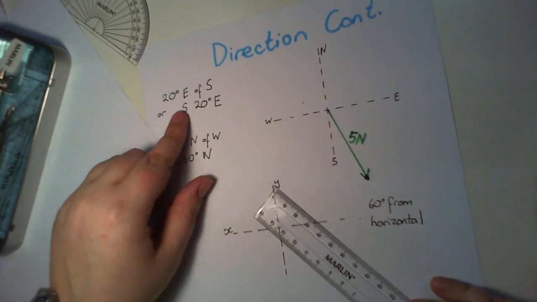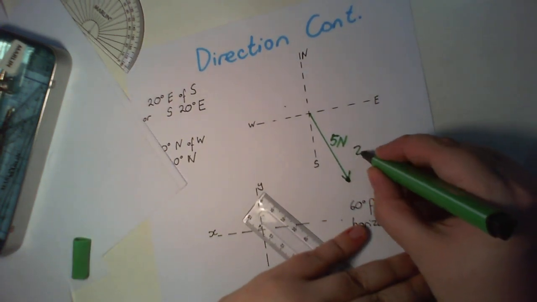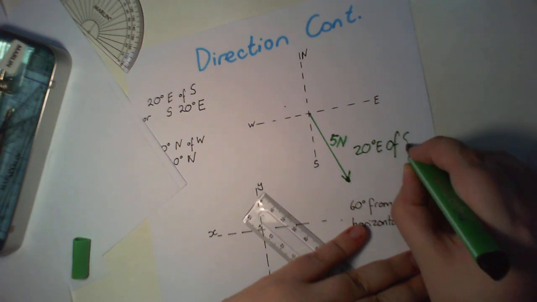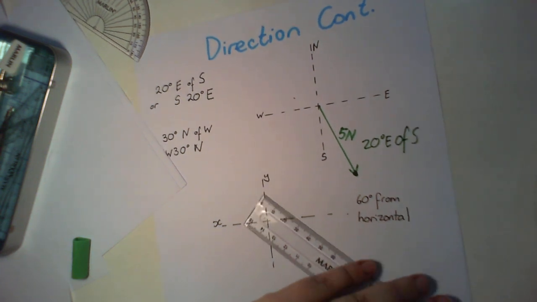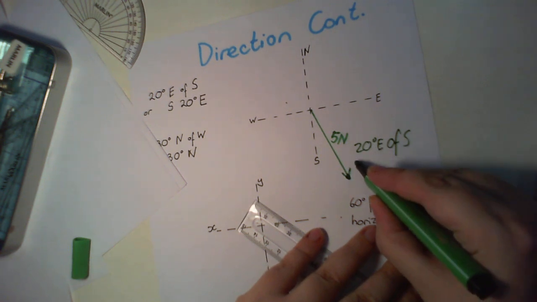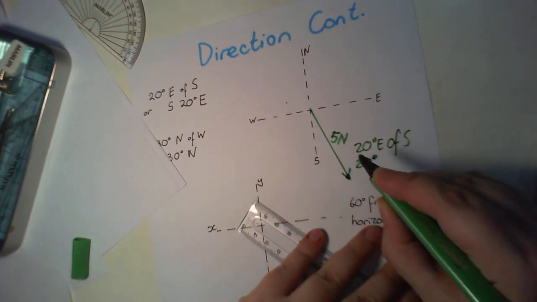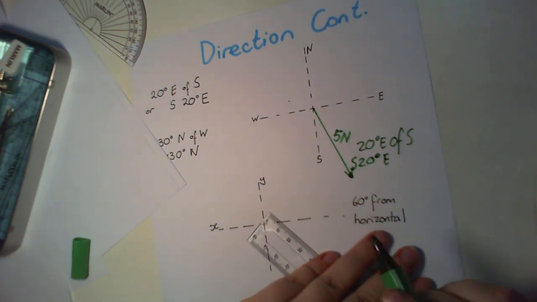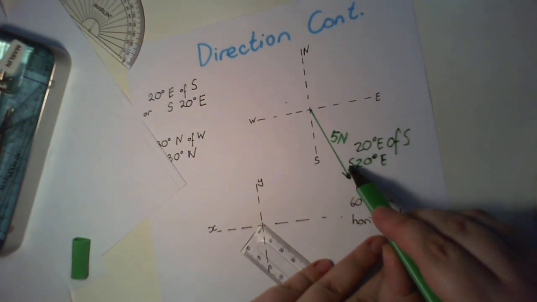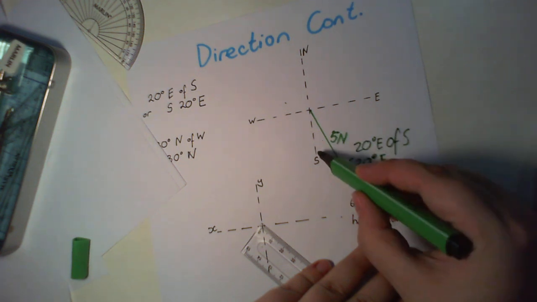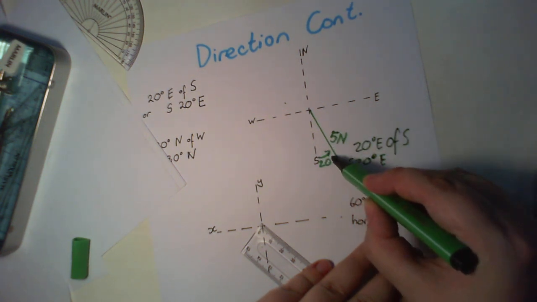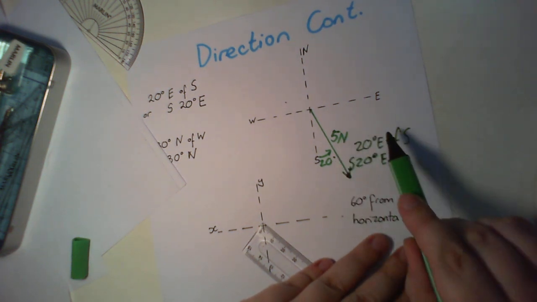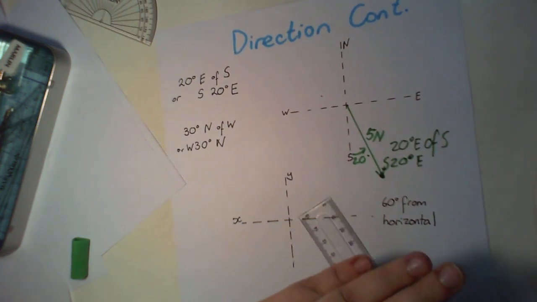Please note that this angle is 20 degrees east of south, but it can also be described as 20 degrees south, this way. So you start by starting at the south and move 20 degrees east. Notice here is the 20 degrees. Or you say 20 degrees east of the south. These are both the same way of writing it.